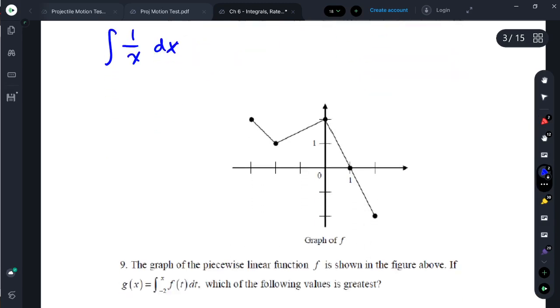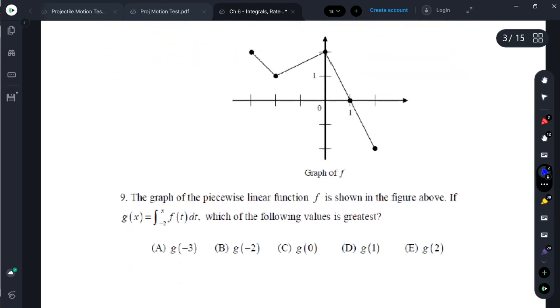All right, our next question, we have more of a geometry question. Anytime we have these graphs of f and we need to do some kind of an integral, that's going to be the area under the curve, right? And so they say, which of the following is the greatest? So we're starting off at -2. This is kind of like our reference starting point.